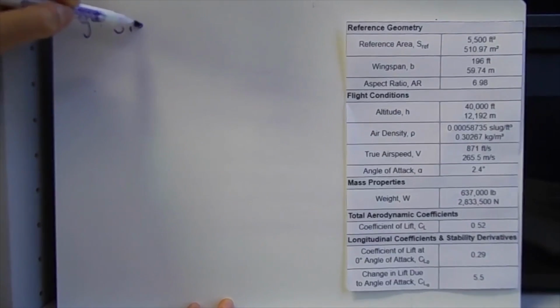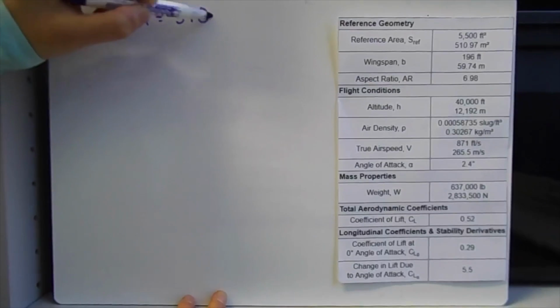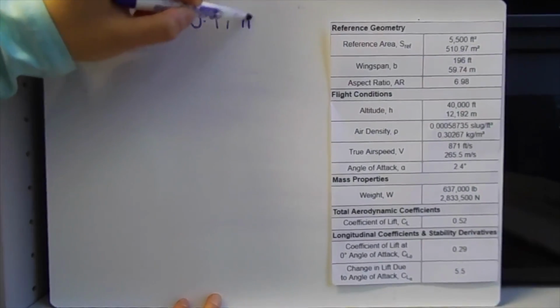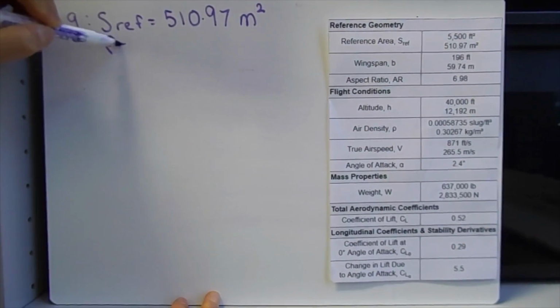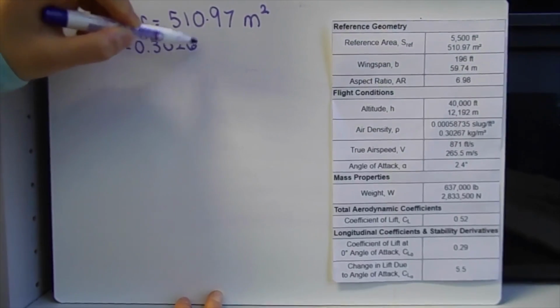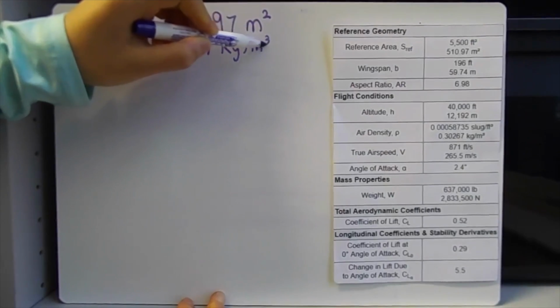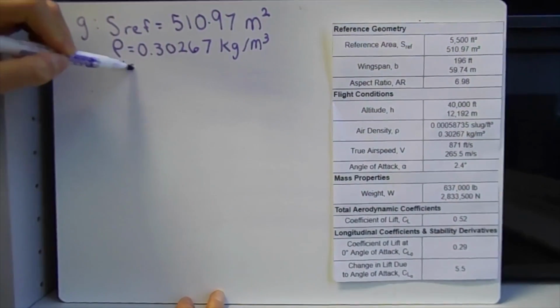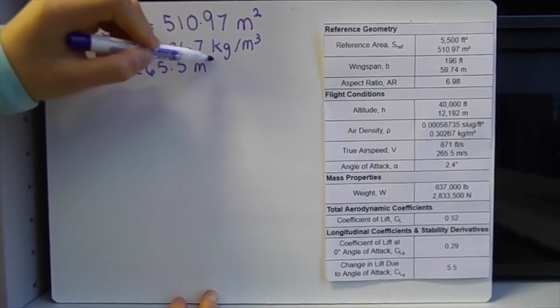Now we are going to use this equation to do a practice problem. This report provides the following information for a Boeing 747 during a high altitude cruise. So first, let's write what is given in this problem. The reference area, S_REF, is 510.97 meters squared. The density rho is 0.30267 kilograms per meter cubed. The velocity is 265.5 meters per second, and the coefficient of lift is 0.52.